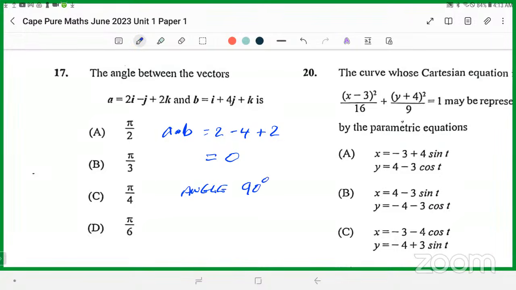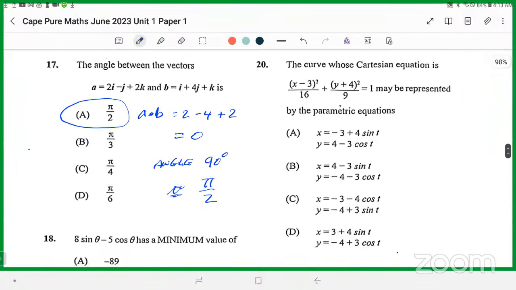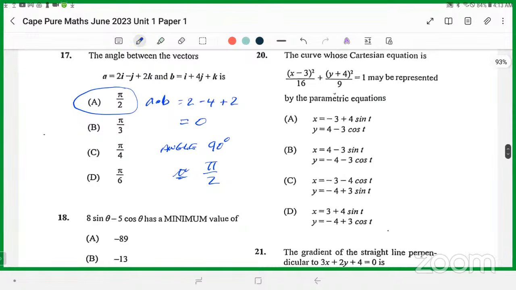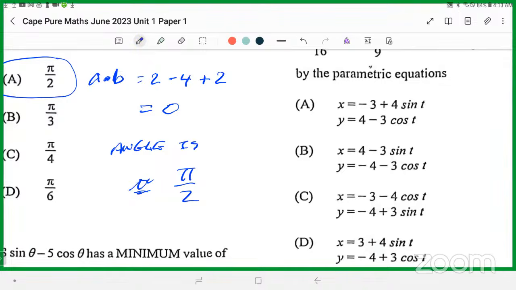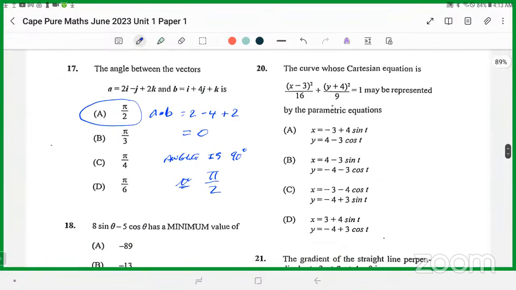90 degrees, which is pi by 2 radians. So the answer is this one. Easy question. The scalar product is 0. Angle equals 90 degrees. Let's write it out. Angle is 90 degrees. When the scalar product approaches 0, the angle between them is 90 degrees.